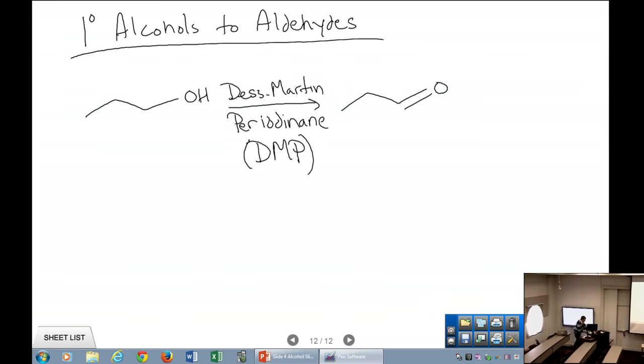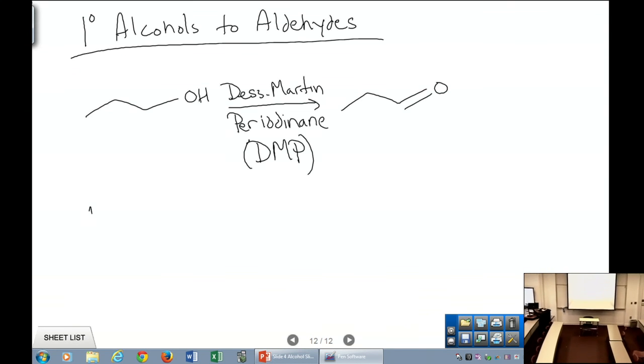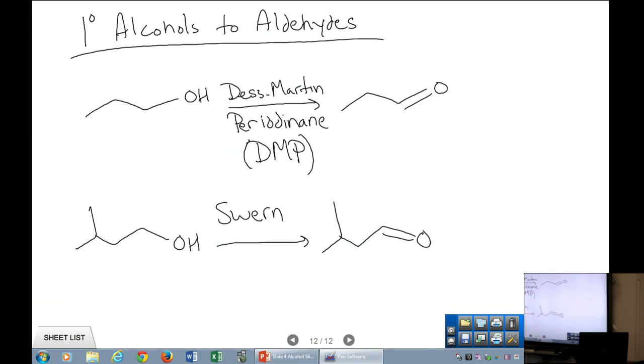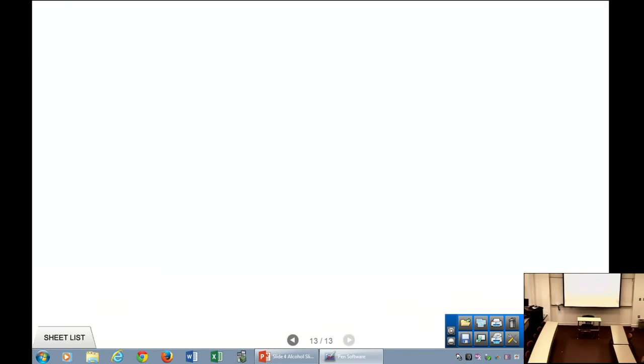You can use Swern conditions. So you do a Swern oxidation. A Swern oxidation, again, turns your primary alcohol into an aldehyde. Swern will get written as Swern, or it can be written out as all the reagents that make up Swern. Swern is actually a mixture of reagents. It just gets shorthanded as the name of the person who discovered it.